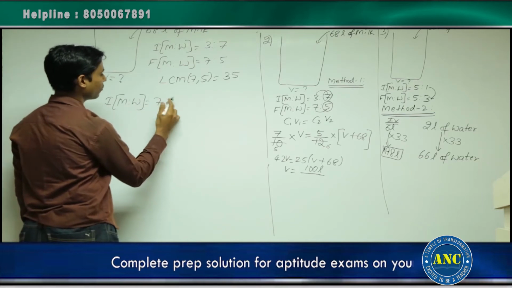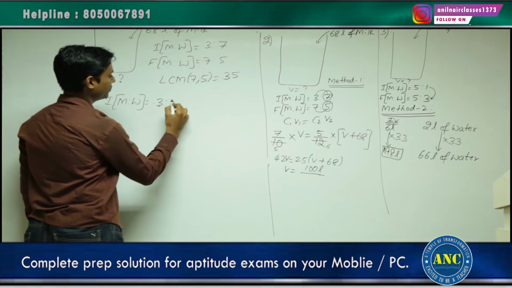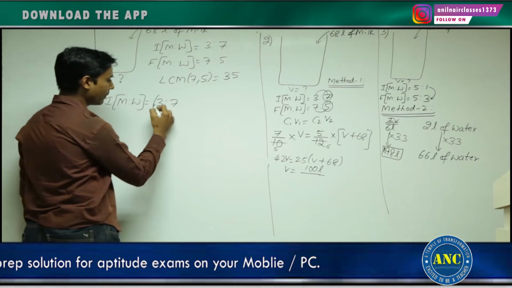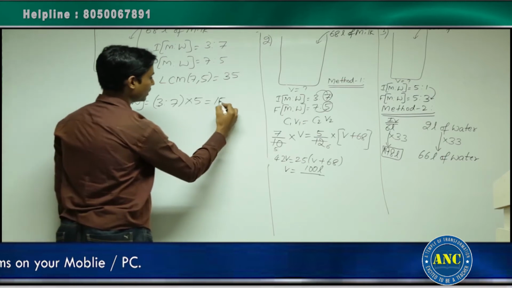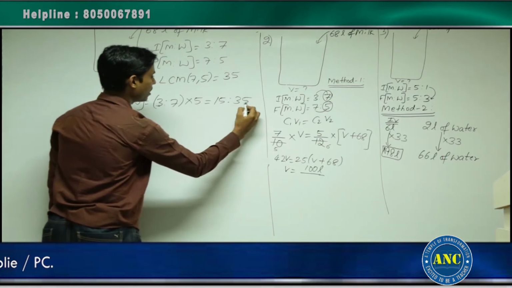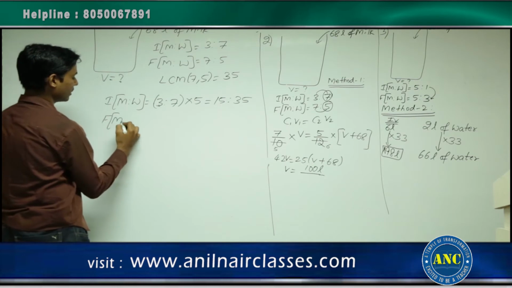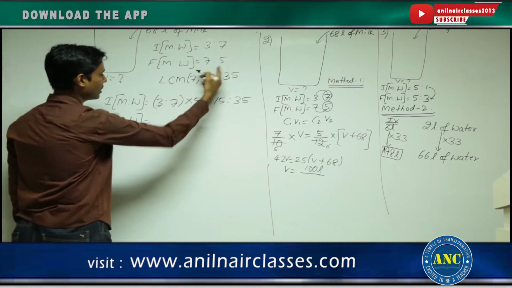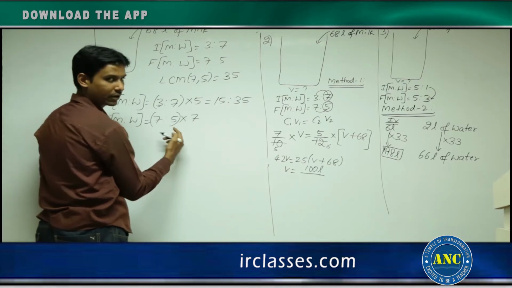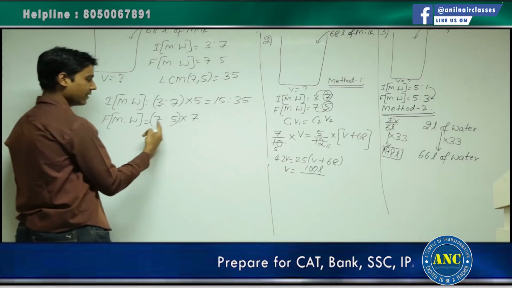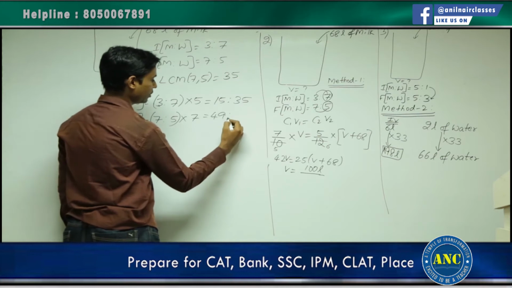Initial ratio of milk and water is 3:7. This 7 should become 35. Multiply this entire thing by 5. Now this becomes 3 into 5, 15. 7 into 5 is 35. Final ratio of milk and water is 7:5. This 5 should become 35. Multiply by 7. 5 into 7 is 35. 7 into 7 is 49. 5 into 7 is 35.